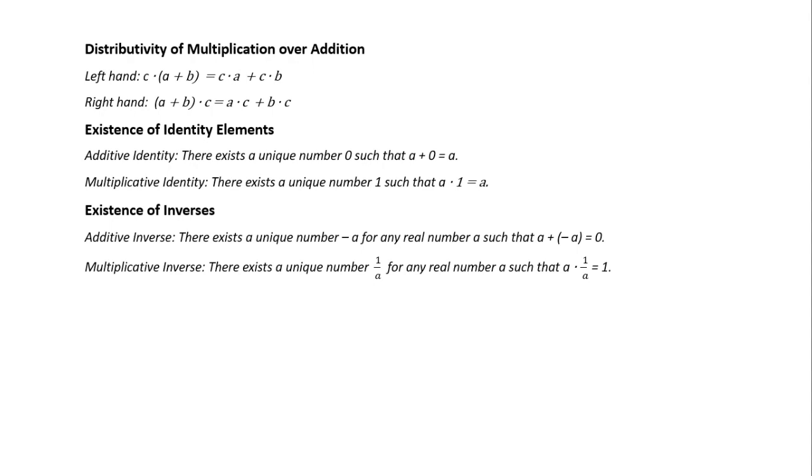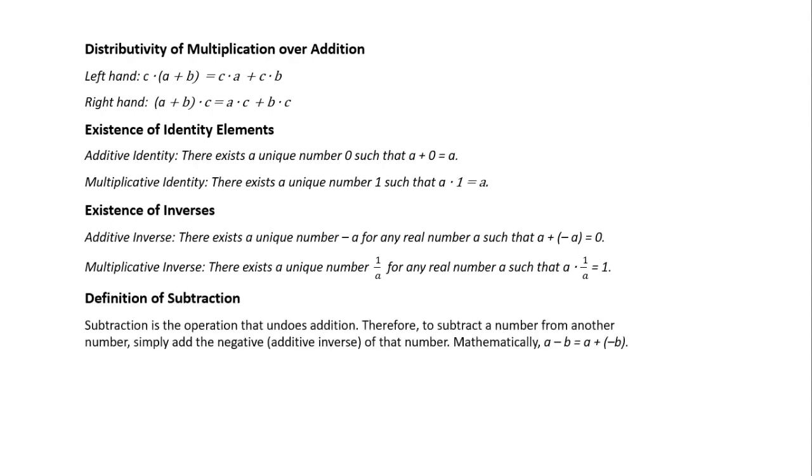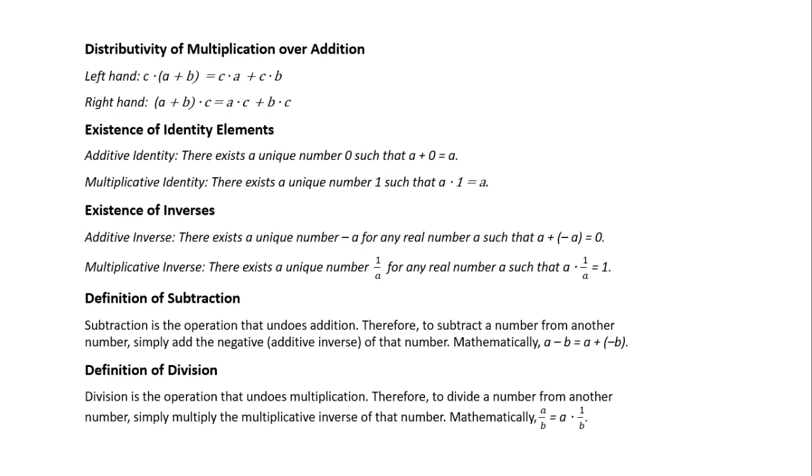Through the existence of inverses, we derive the operations subtraction and division. Subtraction is the operation that undoes addition, which means to subtract a number from another number, we simply add the additive inverse of that number. Meanwhile, division is the operation that undoes multiplication, which means to divide a number from another number, we simply multiply the multiplicative inverse of that number.